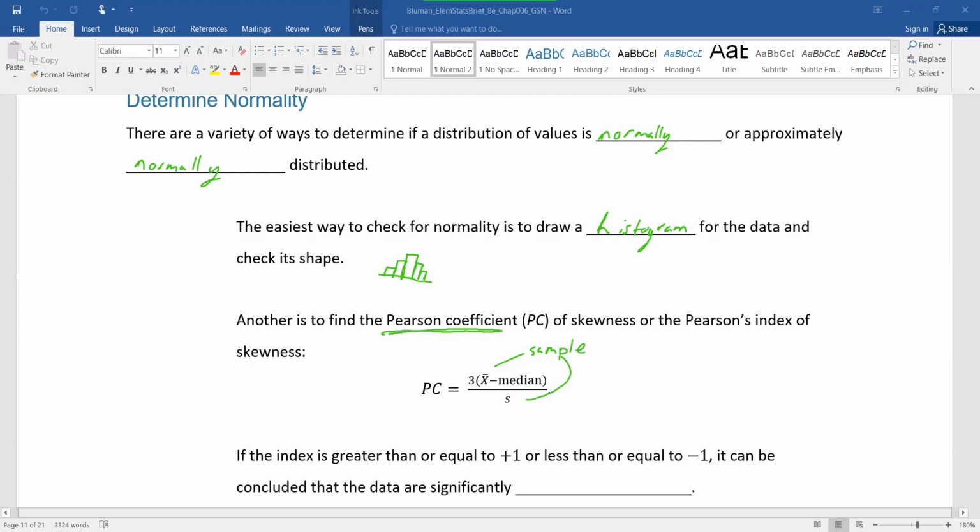So if the index is greater than or equal to +1 or less than or equal to -1, it can be concluded that the data are significantly skewed. So we want to find something between 1 and -1. If it is 1 or greater, or -1 or less, then it's skewed in a way that's pulling the data positive or pulling the data negative.